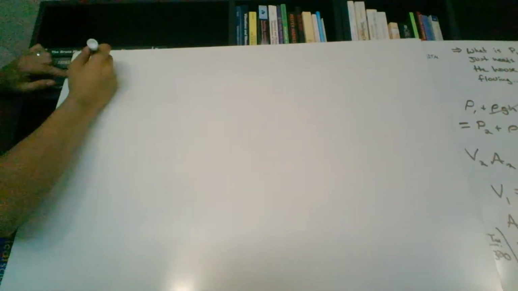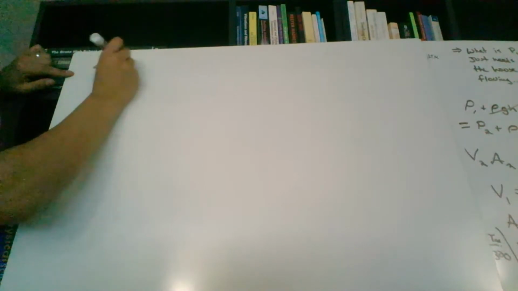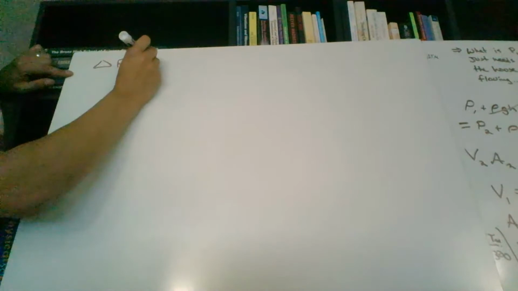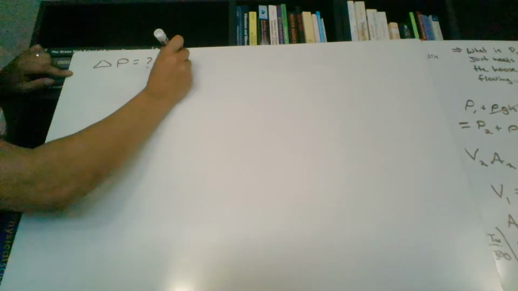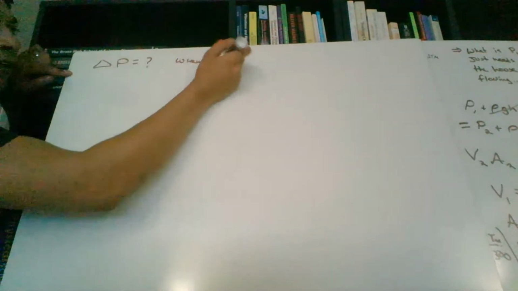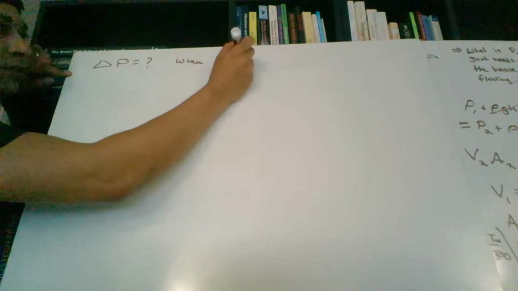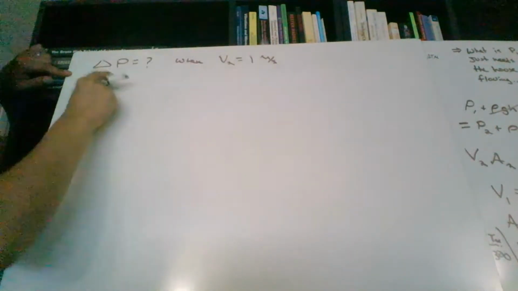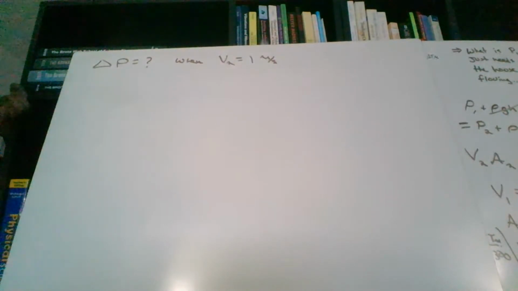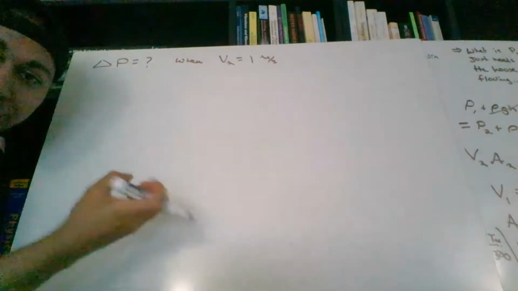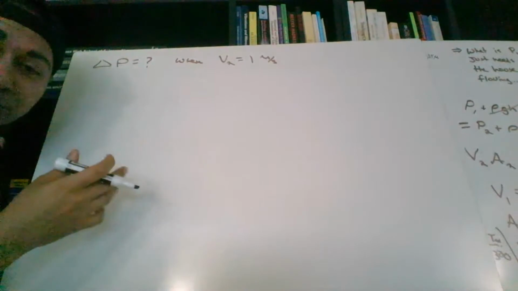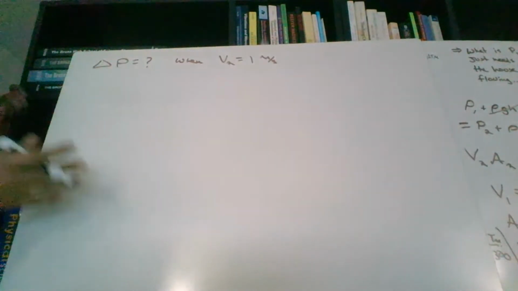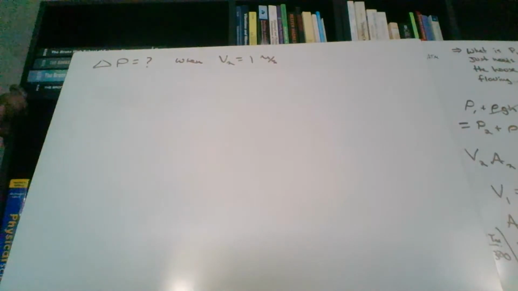So how are we going to write this? We want to know the change in pressure when the faucet is running. So when V2 is equal to 1 meter per second. What's going to be this change in pressure? Meaning how much pressure do you need to add, or how much pressure do you need to take away from the top in order for the faucet to run?